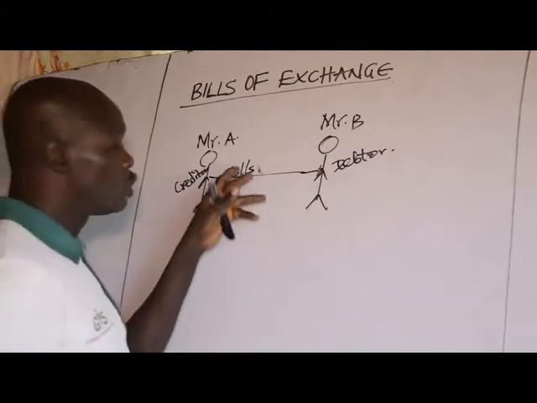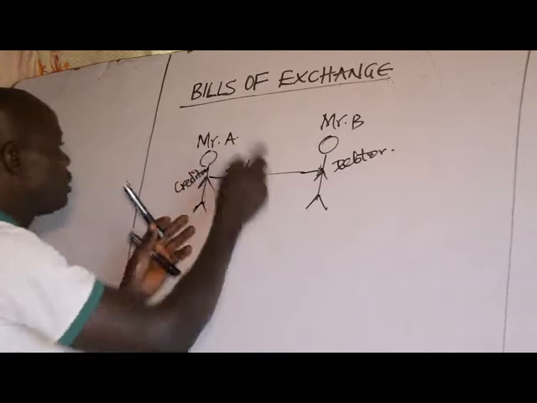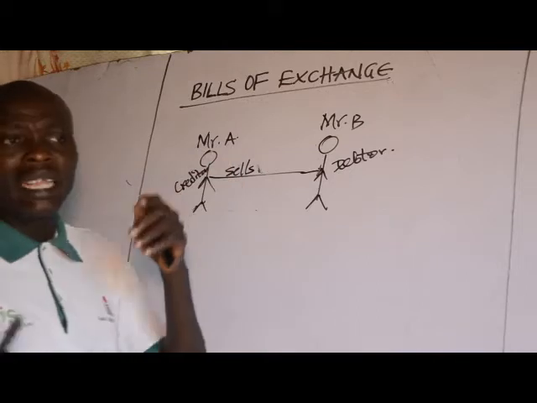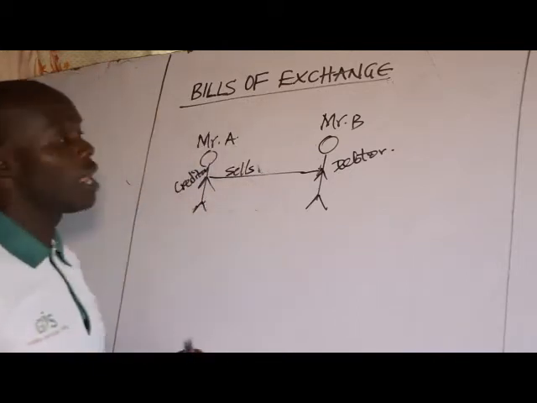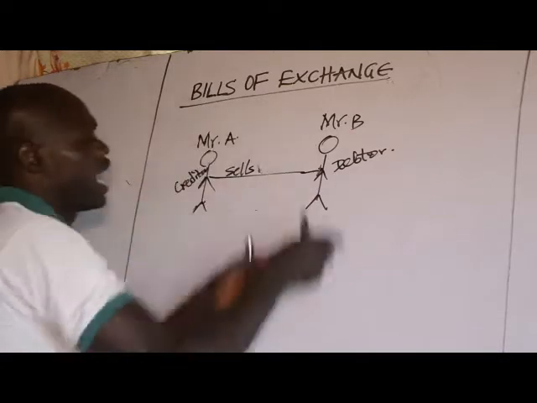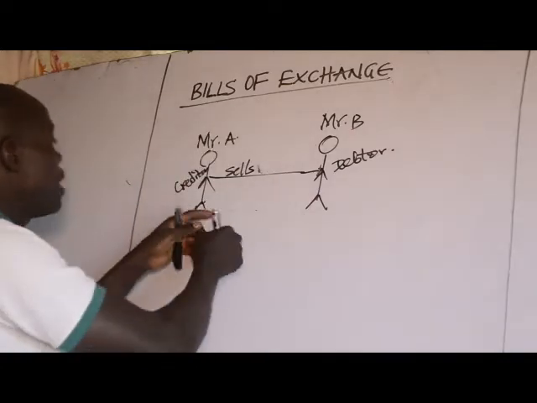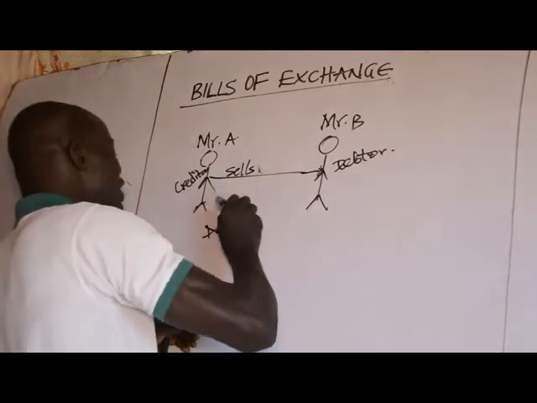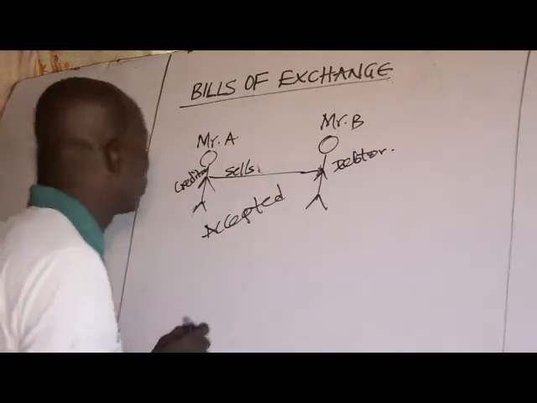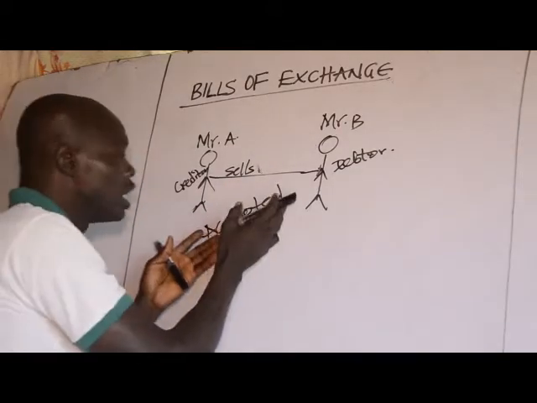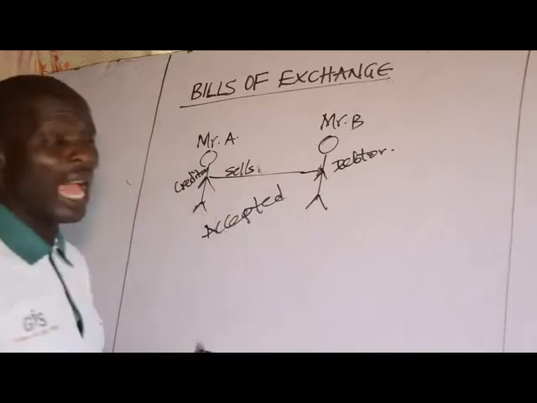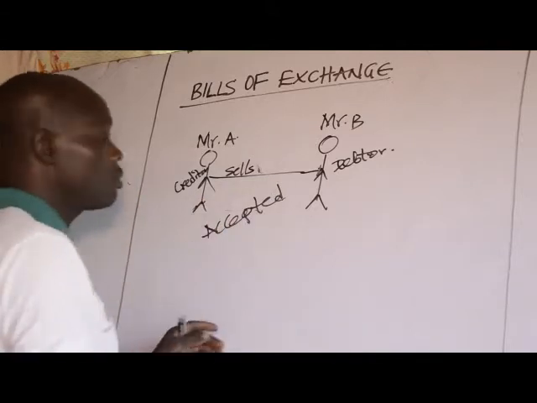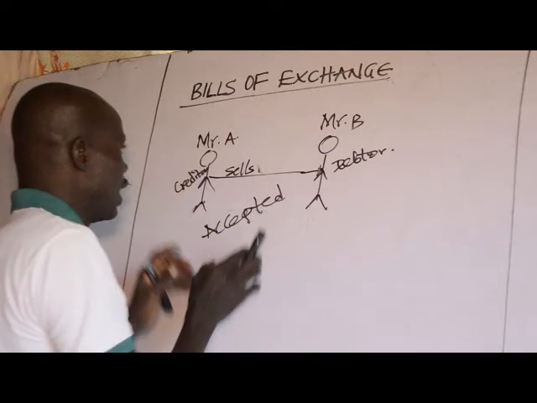Mr. A draws a bill on Mr. B, saying: Mr. B, please pay the money you are owing me at this so and so time. And Mr. B, upon the receipt of the bill, writes the word accepted across the face of the bill, and appends his signature on the bill. Then the bill becomes a legal proof of the debt. So that is bills of exchange.